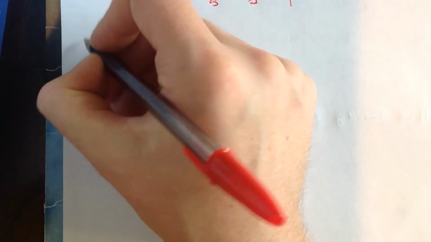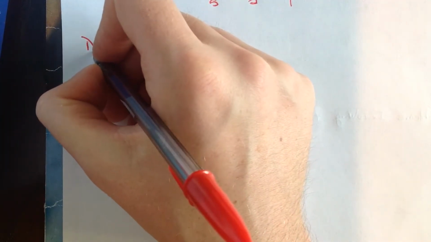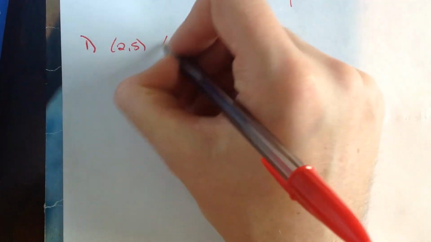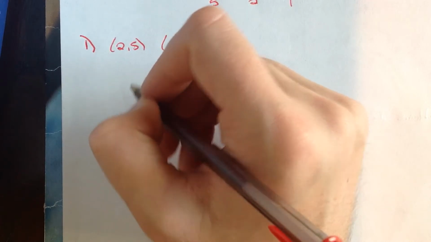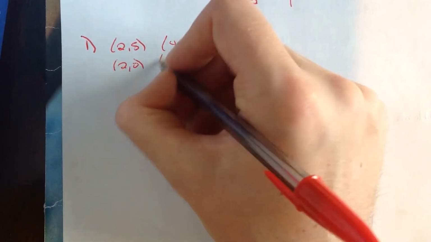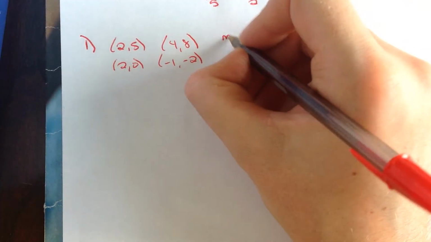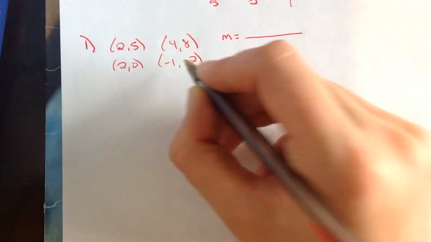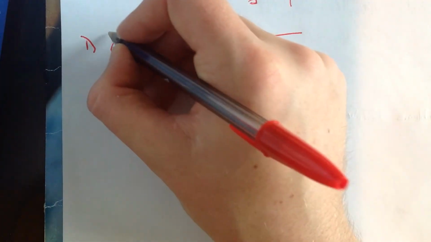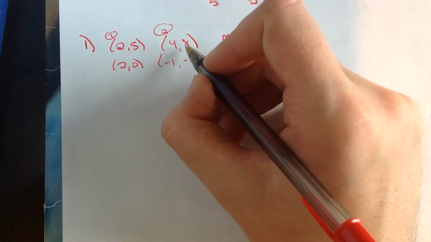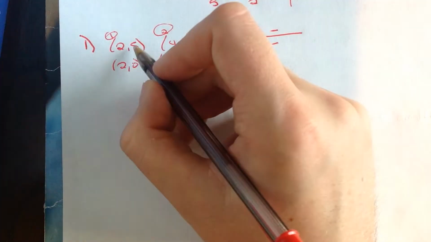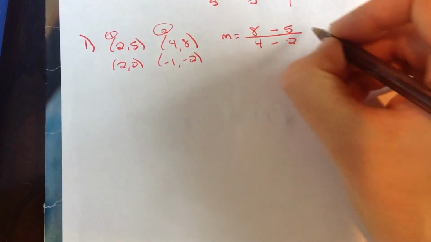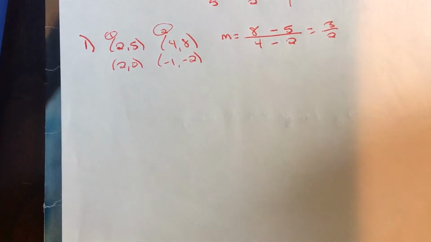Example 1. Say we're given 2 sets of points. So we're given the points (2, 5) and (4, 8), and the points (2, 0) and (-1, -2). So finding the slope of the top one, remember, second point, first point, we'll just keep them the same. Y value goes on top, x value goes on bottom, minus y value goes on top, x value goes on bottom. So I get 3/2 as my slope.